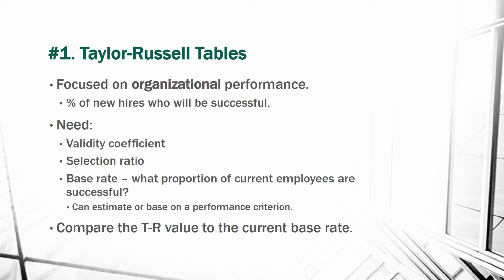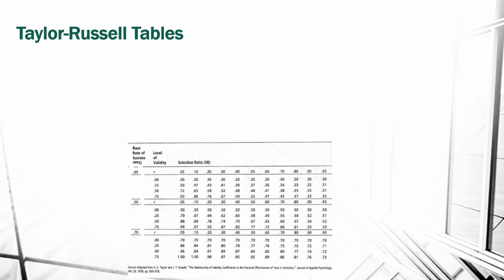And what they did is they created a large set of tables where you can plug in various values for each of these factors and get an estimate of what your new base rate would look like. So here's an example of part of the Taylor-Russell tables. We combine the selection ratio, the base rate of success, and the validity coefficient of our selection system. And then these numbers in here, they give us an estimate of the new base rate.